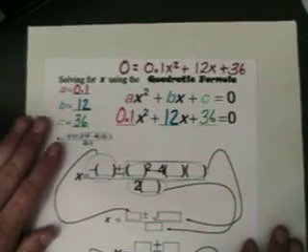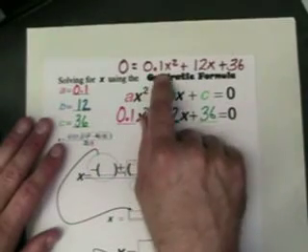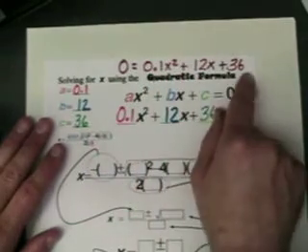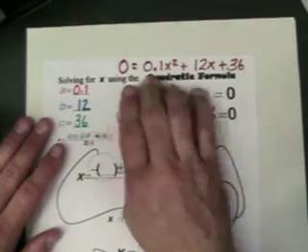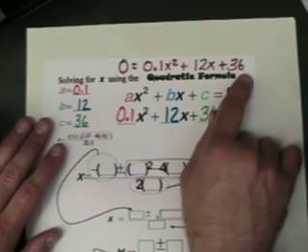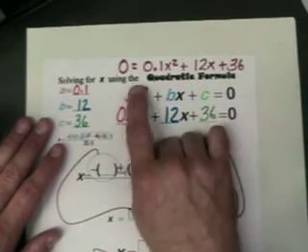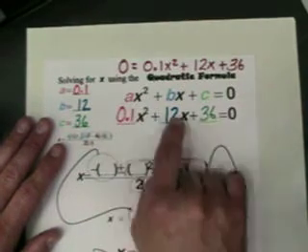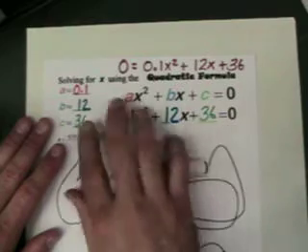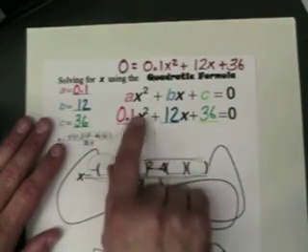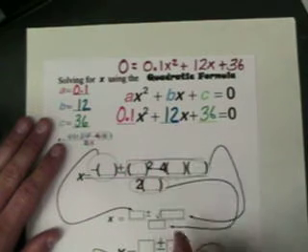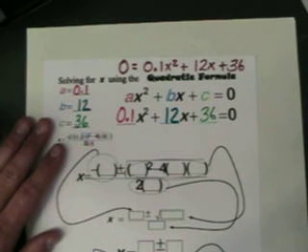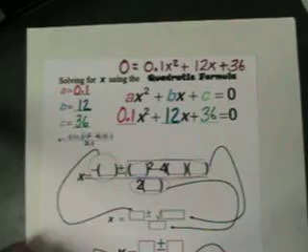Okay, here's the problem that they've got listed. 0 equals 0.1x squared plus 12x plus 36. It's already in the right form. It's equal to 0, and the terms are in order by their exponent or power. I've rewritten them here to show you that I've been able to identify what my a, b, and c are. A is 0.1, b is 12, and c is 36. Now we need to plug them into the quadratic formula.